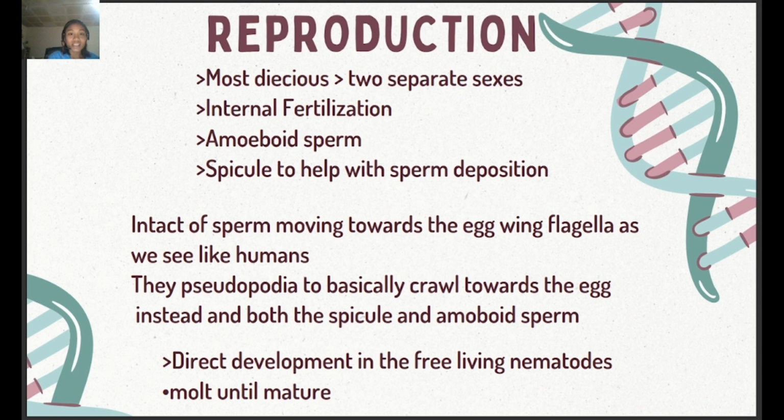Then a spicule helps with sperm deposition. The spicule helps with sperm deposition. So instead of sperm moving towards the egg with flagella like in humans, the roundworms' sperm uses pseudopodia to basically crawl towards the egg. And in direct development of the free-living nematodes, their maturation is through molting or shedding.